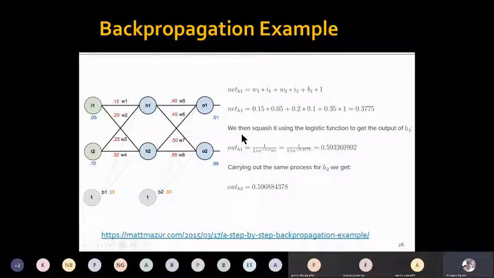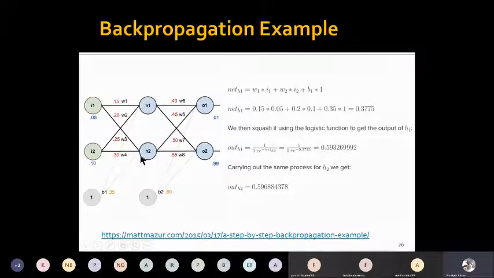And then we are using a logistic function. In the previous example, you may remember that for a single neuron, we had a step function. Instead of the step function, we can also use a logistic function. The equation looks a bit complicated, 1 by 1 plus e to the power minus x, but the calculation is pretty simple with a calculator. So the output of H1 will be 1 by 1 plus e to the power minus net H1, which turns out to be this value.